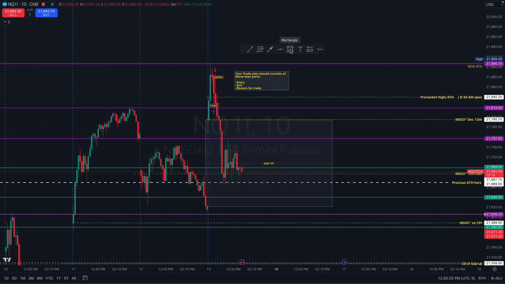I've been waiting for my core setup to form, which is FVG, also known as fair value gap. Okay, so let me explain exactly what a fair value gap means.